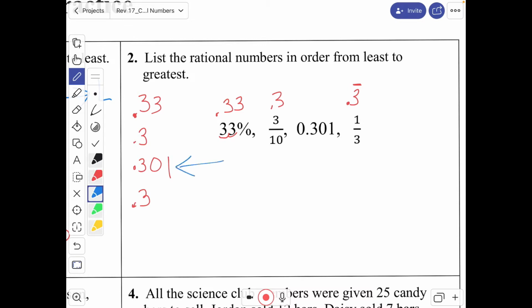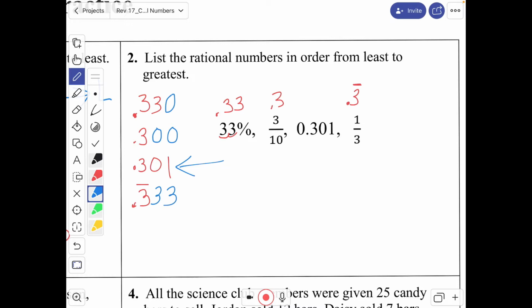Okay, the biggest one, the one with the most digits, has 3 digits. So we want to give all of them 3 digits. That means I'm going to put in 0 placeholders. Now, this one was supposed to be repeating, so I can't put in the zeros. I have to put in the repeating 3.